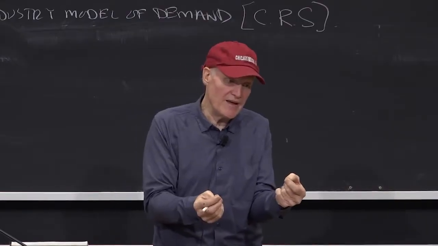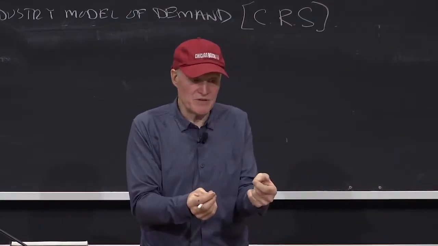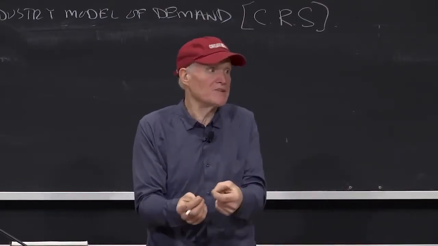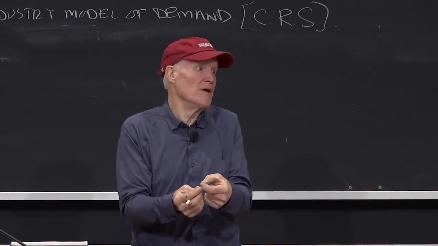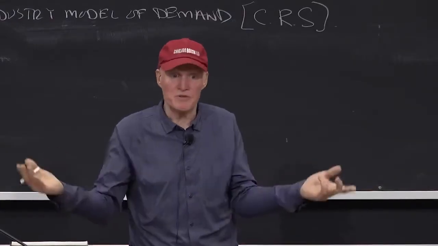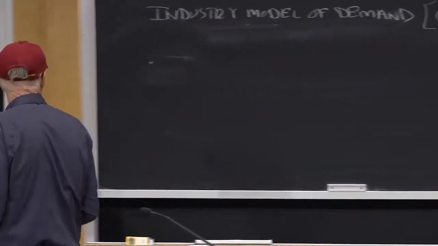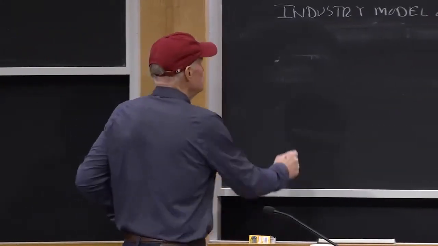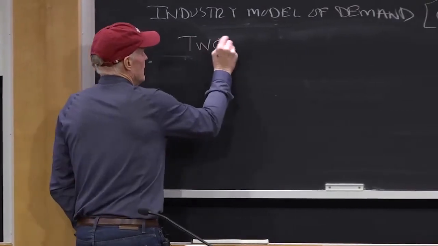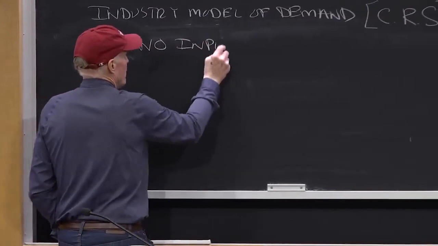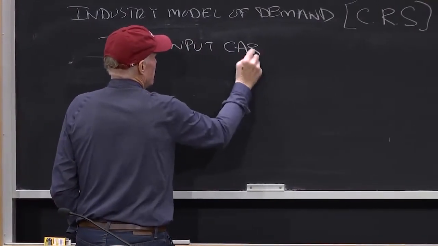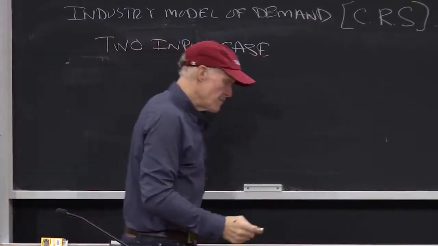Or you could say, even if I don't have constant returns to scale at the firm level, I might approximate it at the industry level. So if I'm interested in industry, I'm going to assume constant returns to scale. So that's our model. We're going to have constant returns to scale. And I'll do the two-input case to make life relatively easy.